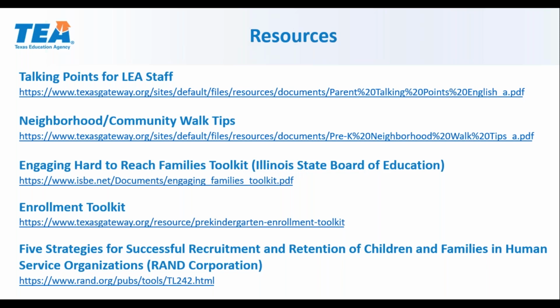And then here are some resources that I used to help put together some of this information. There's talking points for LEA staff, neighborhood and community walk tips if you have any groups do any neighborhood walks to promote your program, a toolkit for engaging hard to reach families, the link to our general enrollment toolkit, and then there's another great toolkit called 5 Strategies for Successful Recruitment and Retention of Children and Families in Human Service Organizations. And there's a lot of great information there as well.